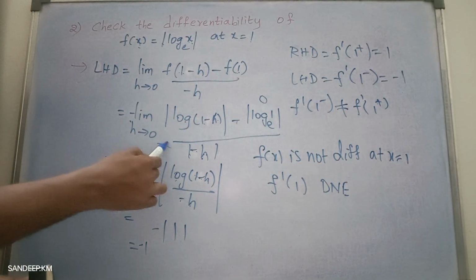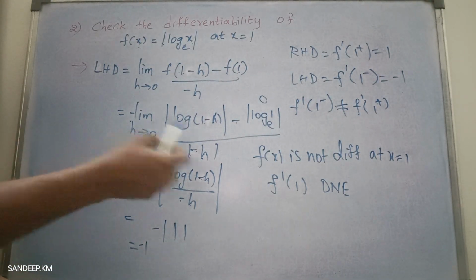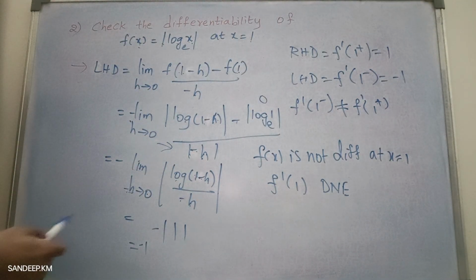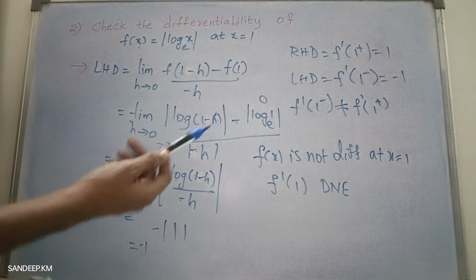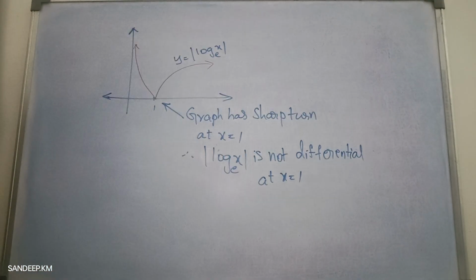I hope you understood this particular step. First I took minus outside, then I have written h as mod of minus h, then I took a single modulus, then I have used logarithmic limits, and I got the answer. Okay now, LHD is not equal to RHD, therefore the function is not differentiable. Okay now, let us go for the next question.